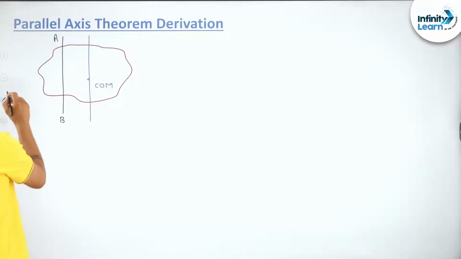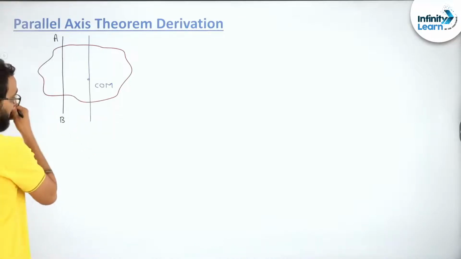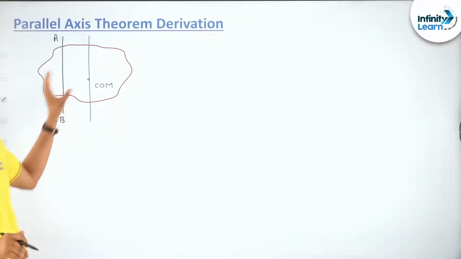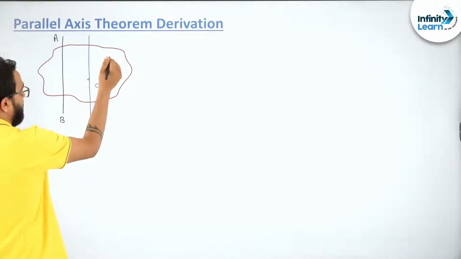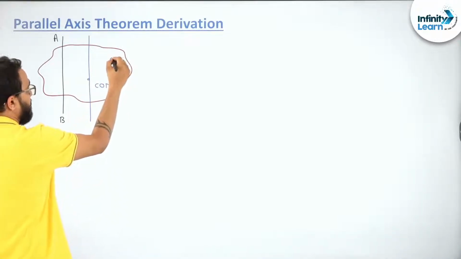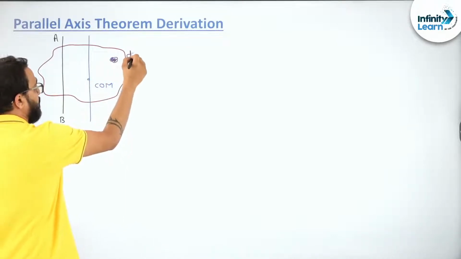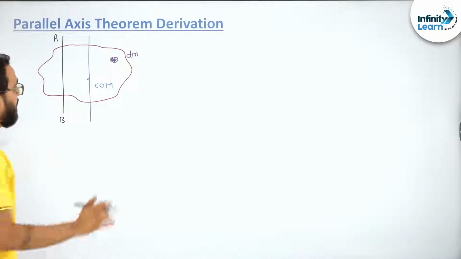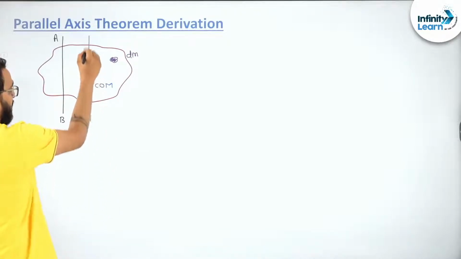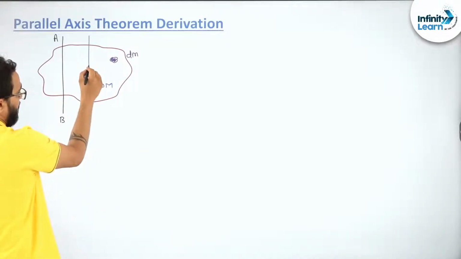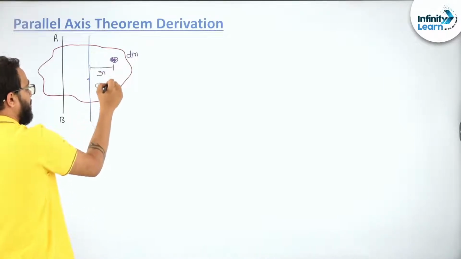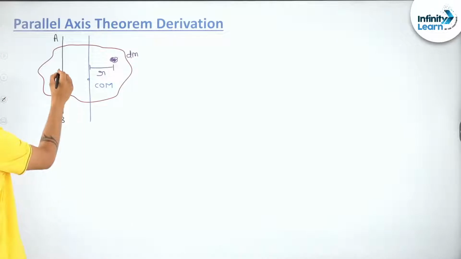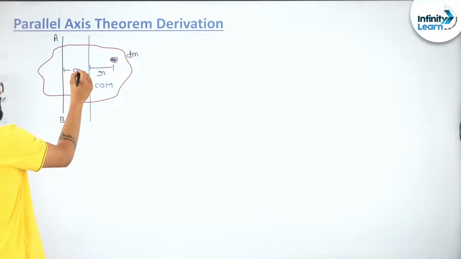Now, what we need to figure out is the moment of inertia of this body about axis AB. So, what we will do, simple concept, let's take a very small object here, whose mass is dm, right? And we will consider the center of mass to be at the origin, and from this we will measure this distance as r.